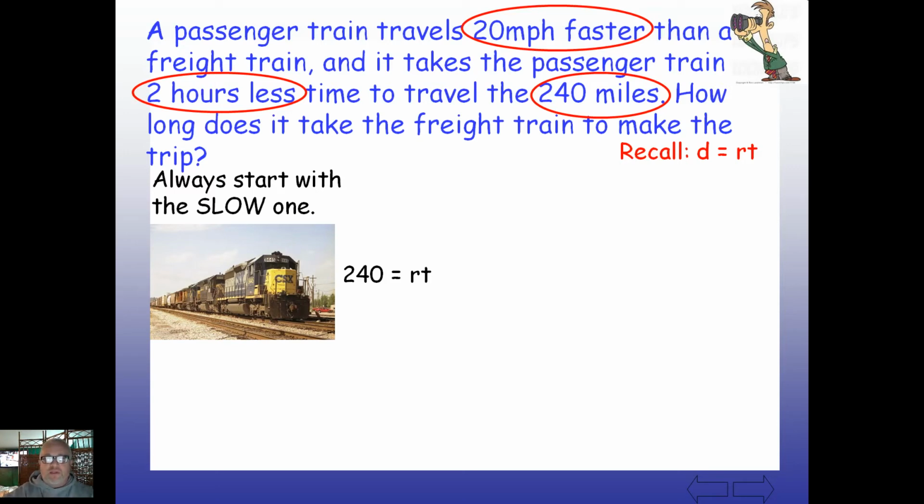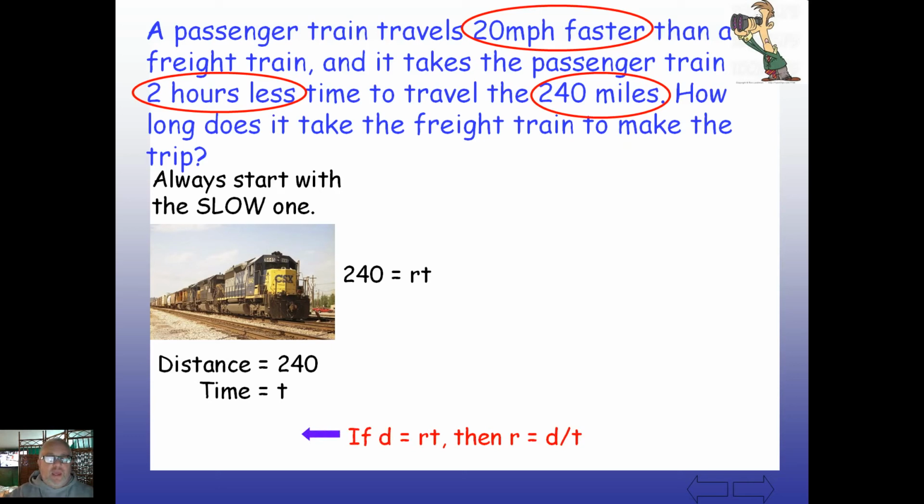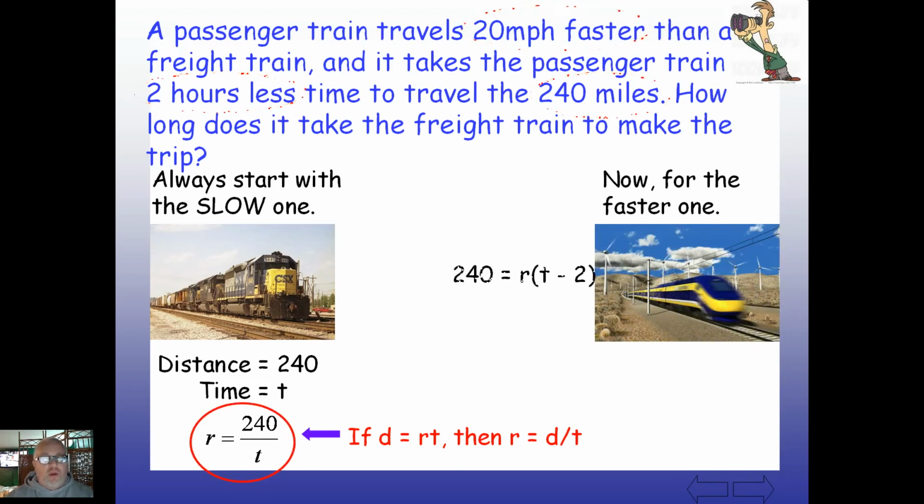So 240, that's distance, equals the freight train's rate times its time. Now, if that's the case, then we could certainly isolate for the rate, I believe, by dividing by t, correct? So if d equals RT, divide by t, and we solve for r. So the rate of the freight train, whatever it is, is 240 over t. Now for the faster one, we know that the time it takes the passenger train is 2 hours less than the freight train. So the 240 miles equals the rate times the time. But the time here compared to the freight train, wouldn't it be 2 hours faster?